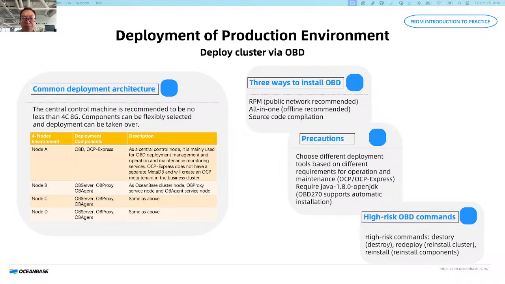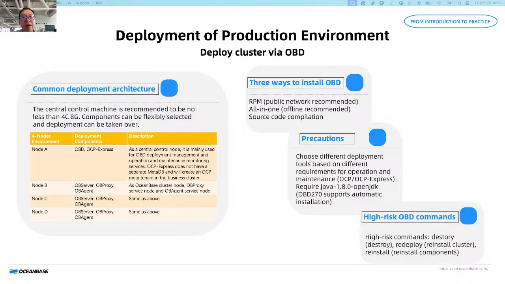1. The central control machine is recommended to have no less than 4 CPU cores and 8 GB memory. 2. Components can be selected by the user and deployed, and deployment can be taken over.